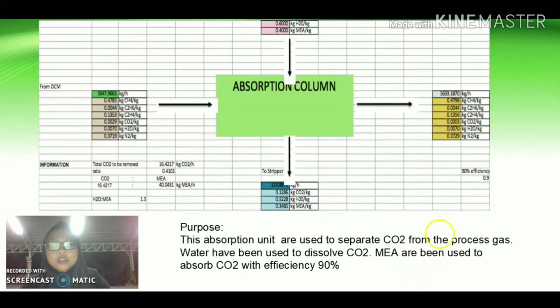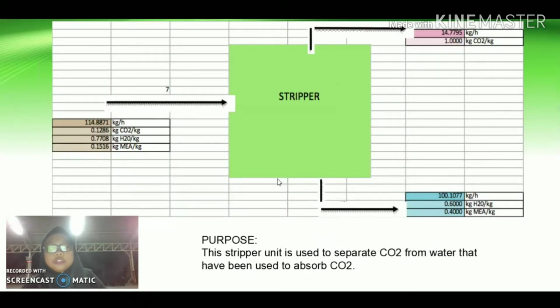These absorption units are used to separate CO2 from the process gas. Water has been used to dissolve CO2. MEA is being used to absorb CO2 with efficiency 90%. So this is the inlet from the OCM and this is the inlet with H2O and MEA. It will separate CO2 and continue to the stripper. So next we proceed to the stripper unit. This stripper unit is used to separate CO2 from the water that has been used to absorb CO2. For this calculation we have used normal material balance.